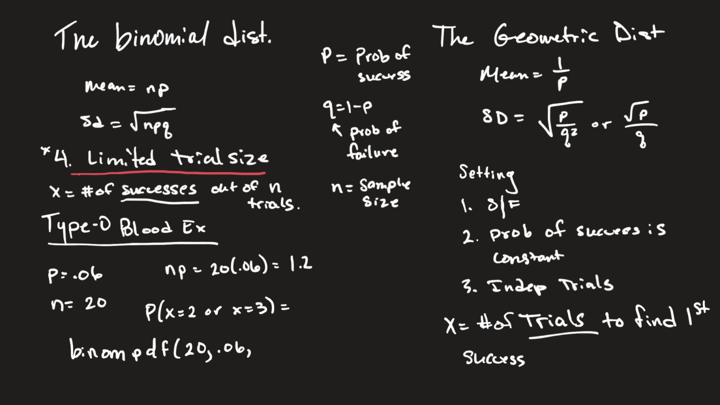The third number is how many successes you want it to find. So this binomial PDF of 20, 0.06, and 2 will tell me the probability that 2 people walk into that clinic having type O blood out of 20. We're going to add that to the binomial PDF of 20, 0.06, and 3.